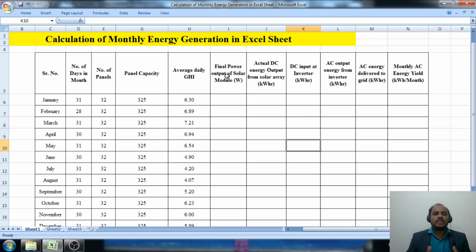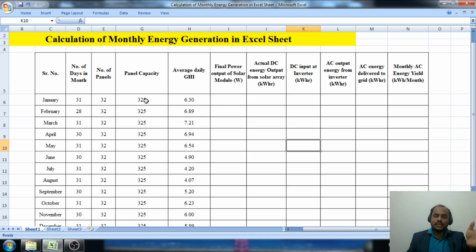Next is the final power output of a solar module. Basically, it is the output after considering a number of derating factors, because whatever the module manufacturer gives us, that is 325 watt peak, is the main capacity of the solar panel. But in a practical environment there is an increase in temperature, soiling losses, PID losses, light induced degradation losses, cabling losses, and many other losses.